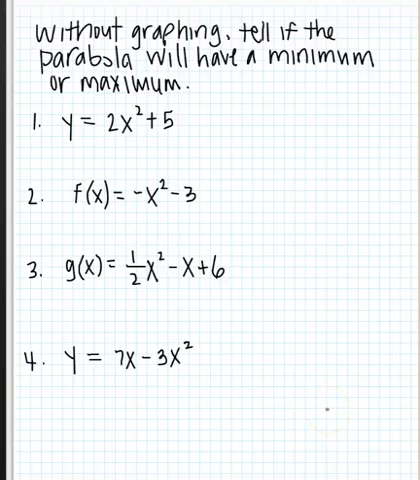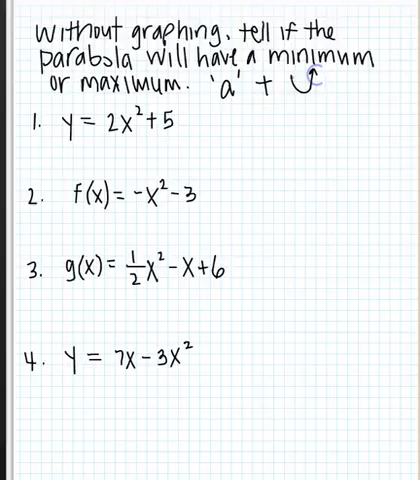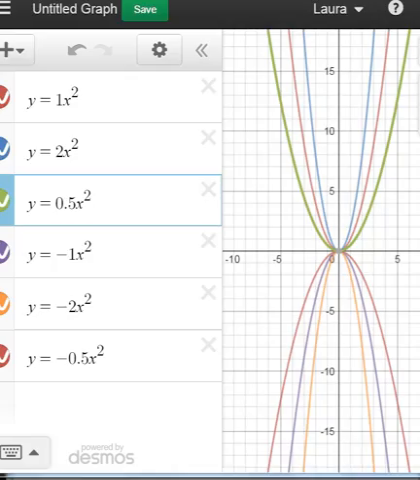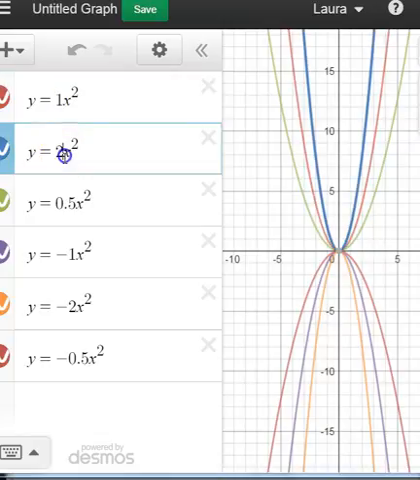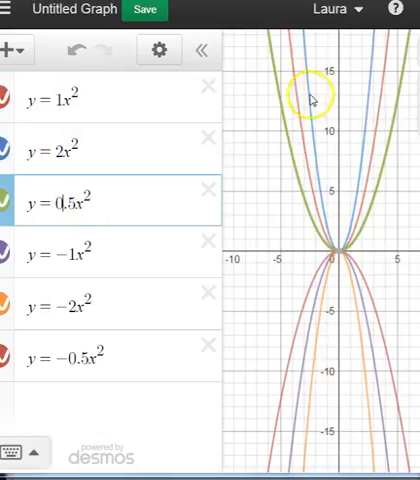Good. I'm going to say you answered it correctly by saying if the a term in front is a positive number, the graph is going to open up. If the a term is negative, the graph is going to open down. If you look back at the graph once again, all of these a terms, the numbers in front, are positive and all those graphs are opening up.